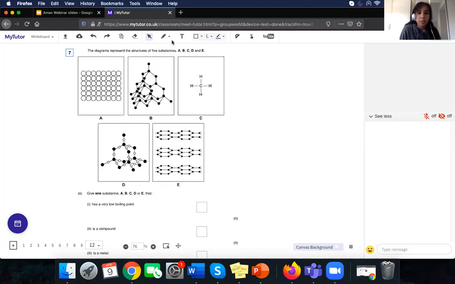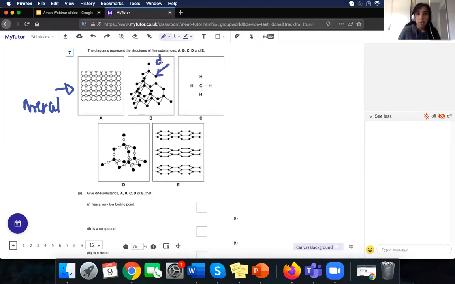Yep, good. So we've had some different answers, ranging from A, B, and C, and E. Okay, so let's go through what each of these are then. A is most likely a metal. That is most likely a metal structure there with our regular ions. So we know A has a high melting and boiling point.